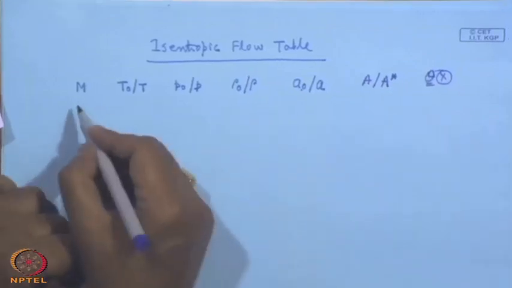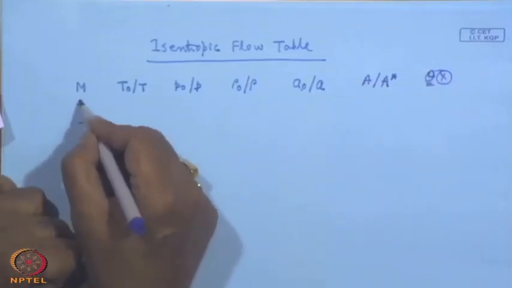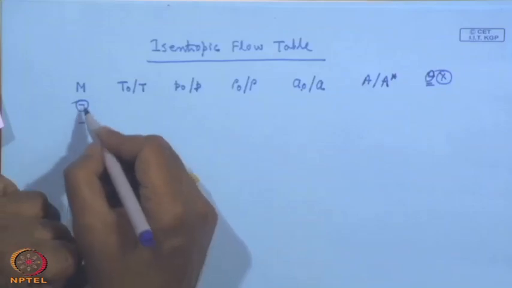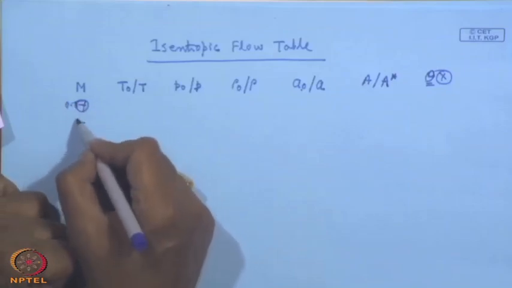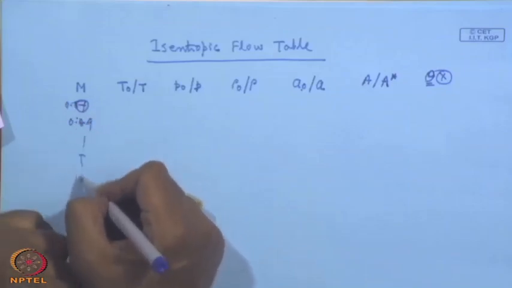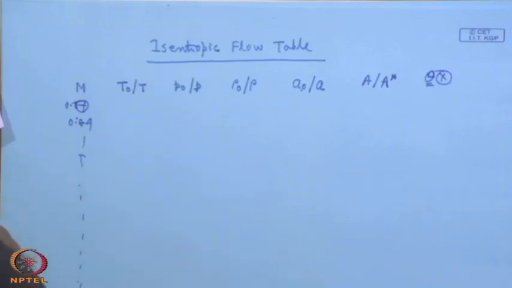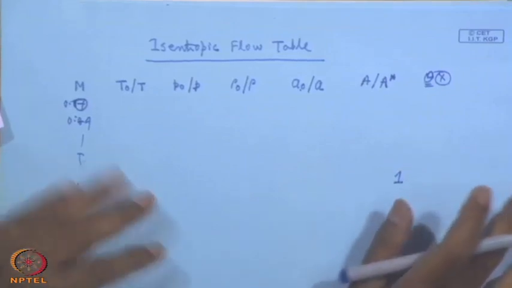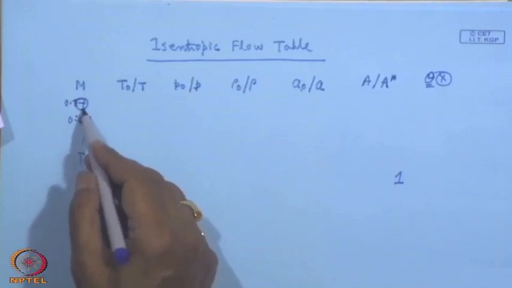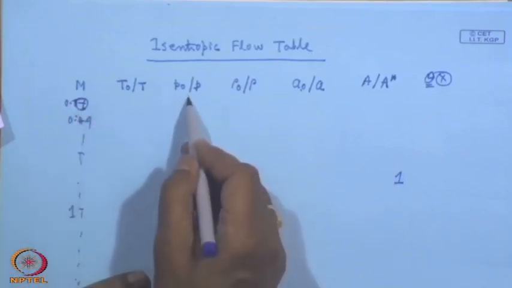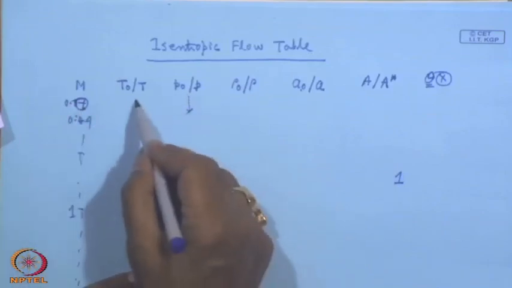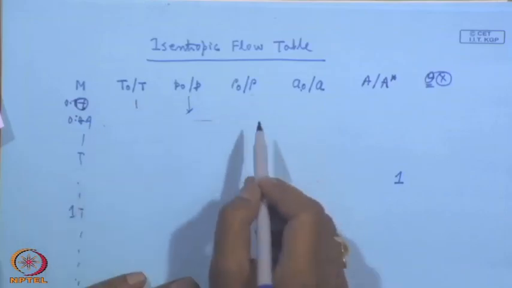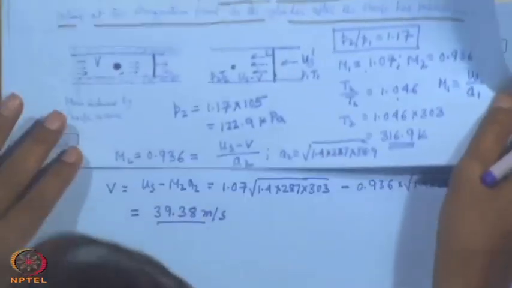Now, if we know the Mach number at a particular location in an isentropic flow, the table has Mach numbers starting from 0.01, 0.04, and so on, very small steps, because all subsonic and supersonic levels are there. Somewhere there will be a Mach number where the value of A by A star is 1. I have discussed these things earlier. If we know the local Mach number, I can read P0 by P and T0 by T. So here I have to find out the local Mach number. Now, how to find it?